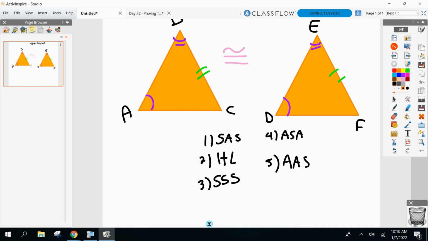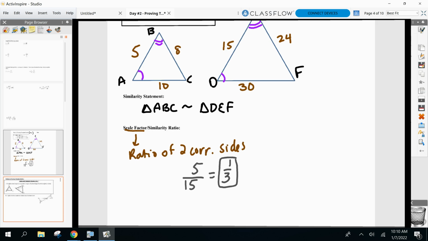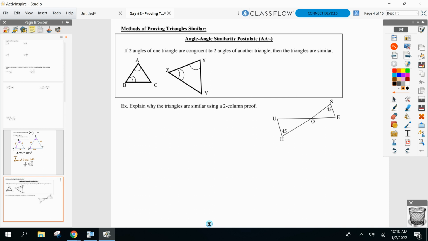And I think you'll like the first way a lot. The first way, AA, which stands for angle, angle. So all you need, this is what it's saying, all you need is 2 pairs of angles congruent, and they're similar. Done. 2 pairs of angles congruent, the triangles are similar. See my diagram? Everyone see the 2 pairs I marked? Those are similar.